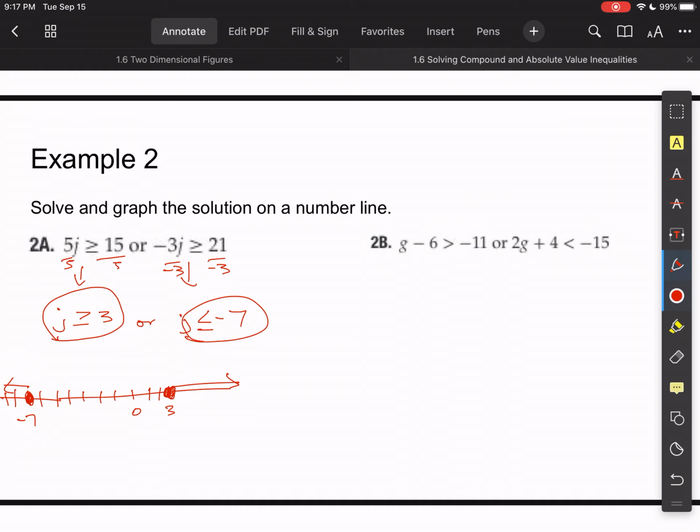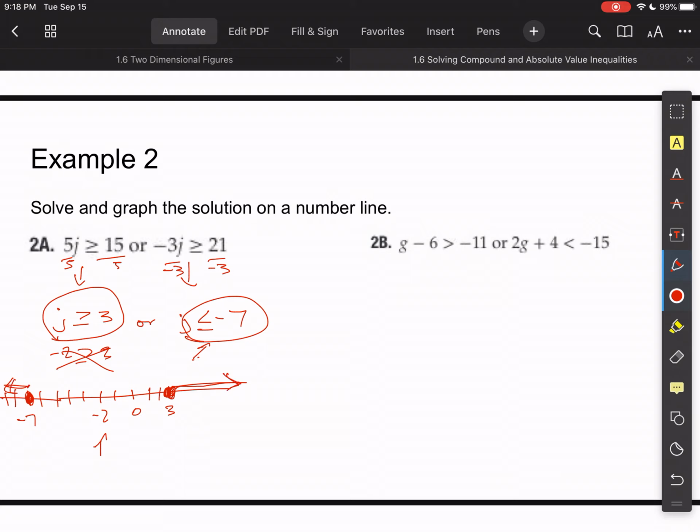Okay, so if I choose a number on the number line, if I chose a number like -2, for instance, it should not work in either one. Okay, so if I plugged -2 in for j here, notice -2 is not greater than or equal to 3, does not work, right? -2 is also not less than or equal to -7 on this particular one, so that does not work. So that's a good sign because I don't have -2 graphed, right? The only thing on my graph is what's shaded on either side.